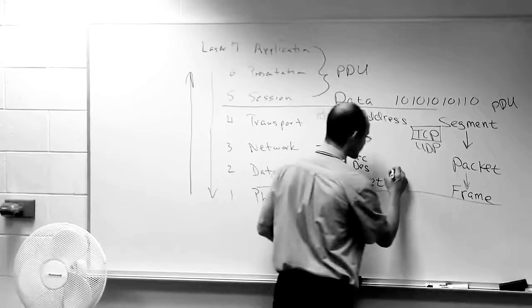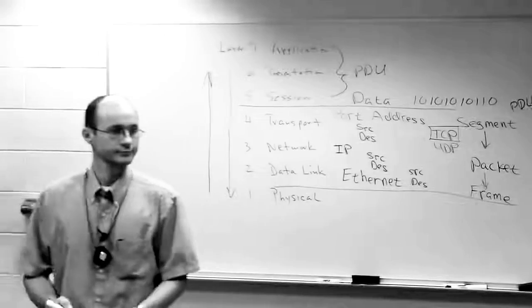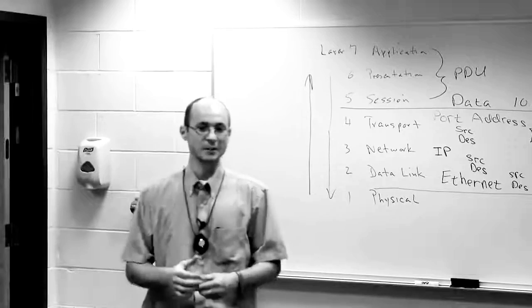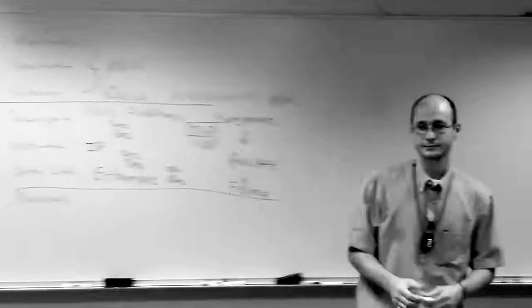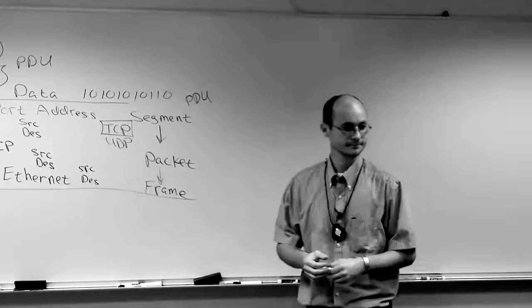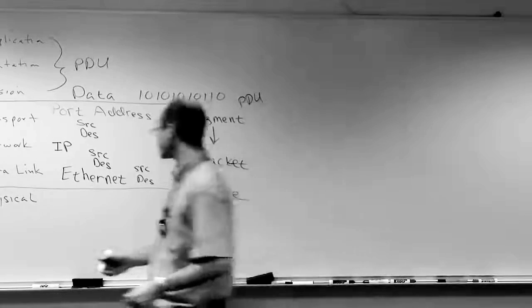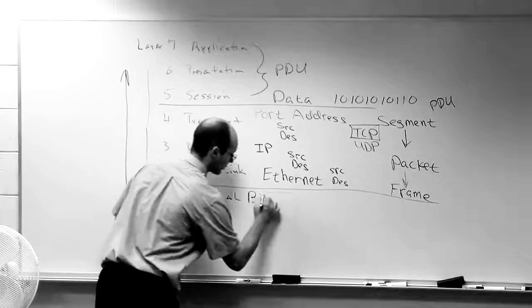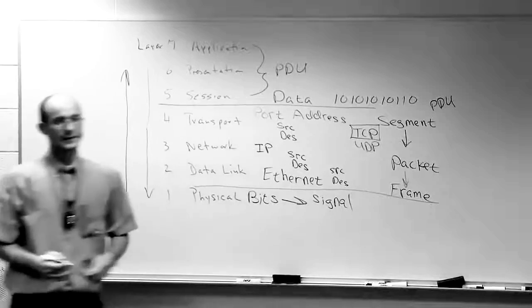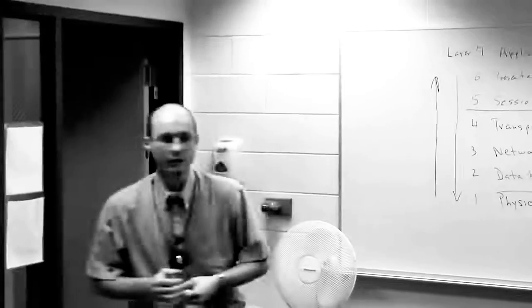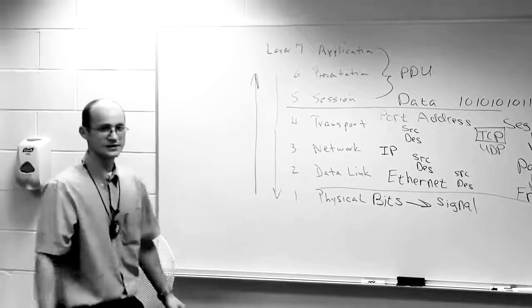Ethernet has source and destination addresses, but they're physical. That means the company that made that interface card burned an address into that card that you cannot change. We'll get more into the difference between physical and logical. All right. Physical just takes those bits and produces a signal to carry them. That's it.